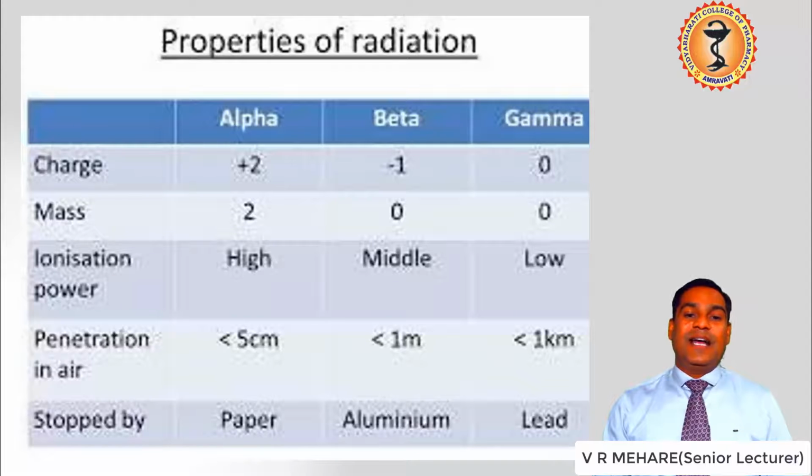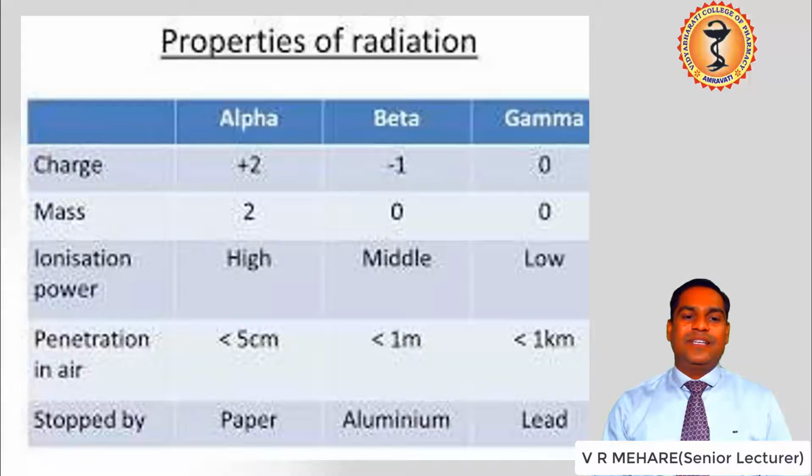Alpha particle carries 2 unit positive charges. Beta carries 1 unit negative charge, whereas gamma has no charge. The mass of an alpha particle is 2, beta particles do not carry any significant mass, and gamma also doesn't carry any mass. Now we discuss the ionizing power. Alpha has a very high ionizing power, beta particle has a moderate ionizing power, whereas gamma has a low ionizing power as compared to alpha and beta.